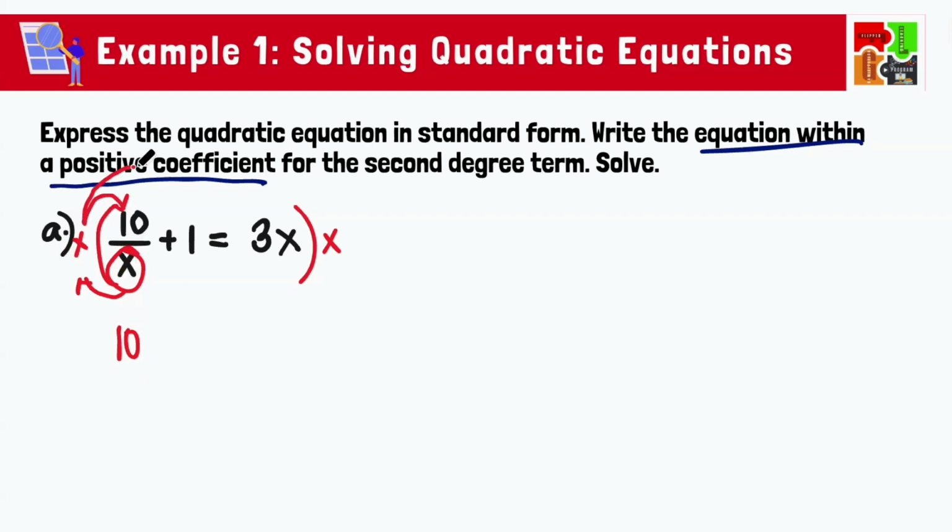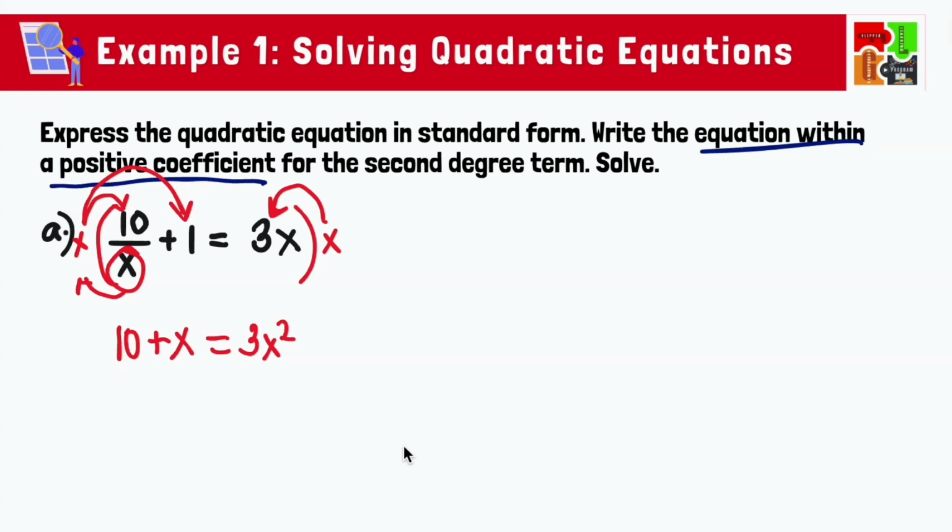Also, we want to multiply it dito sa 1. X times 1 or positive 1 is positive 1x or x. And then we have equal here. X times 3x, that is going to be 3x squared. Okay, so we have this particular simplification.